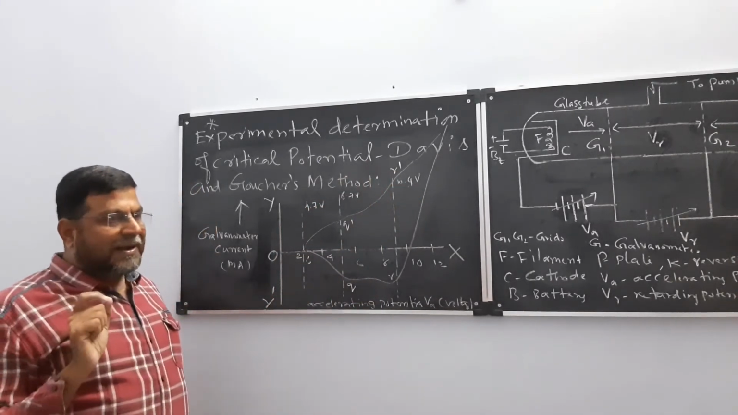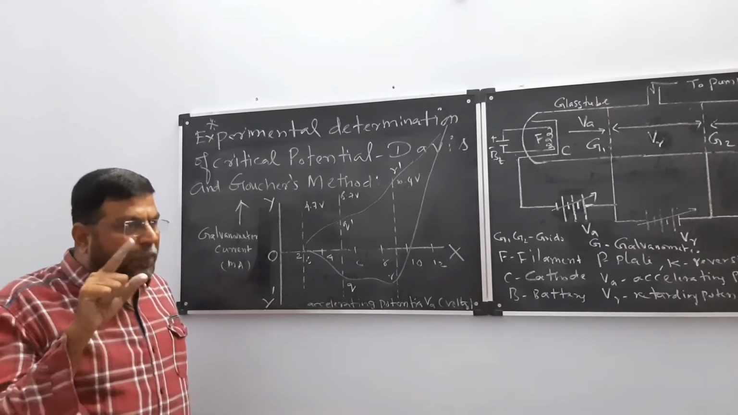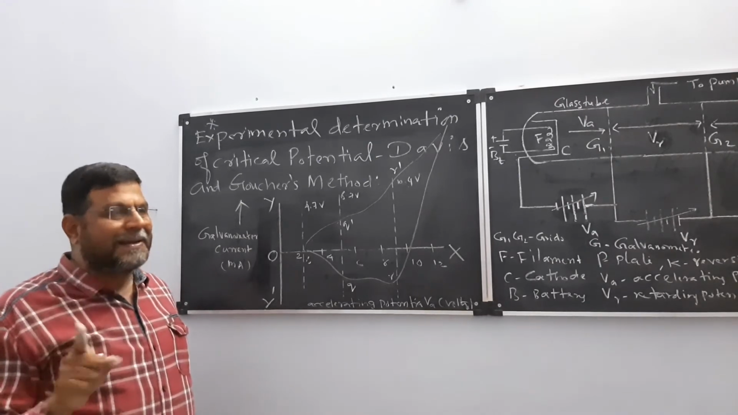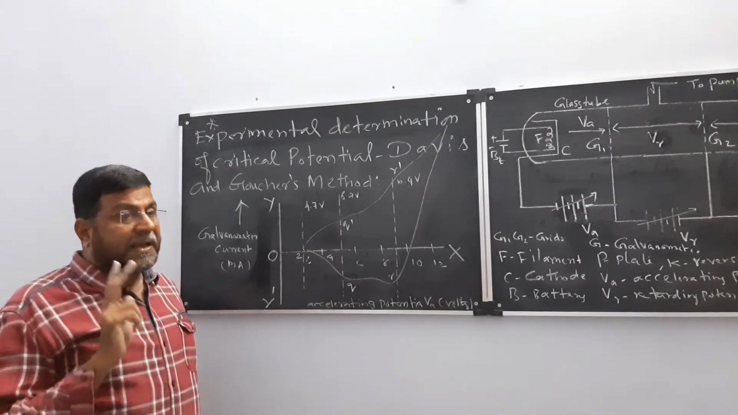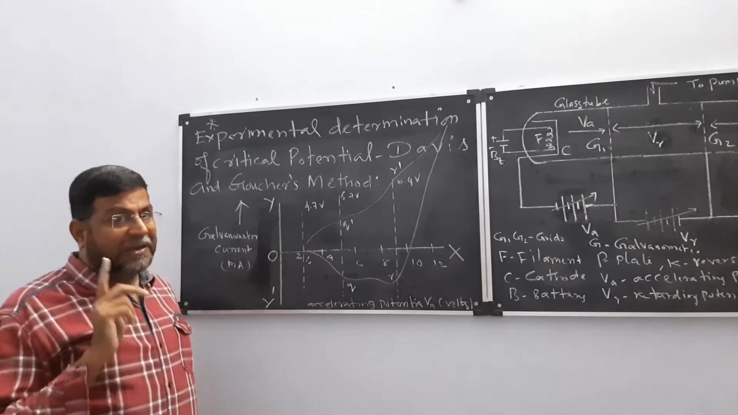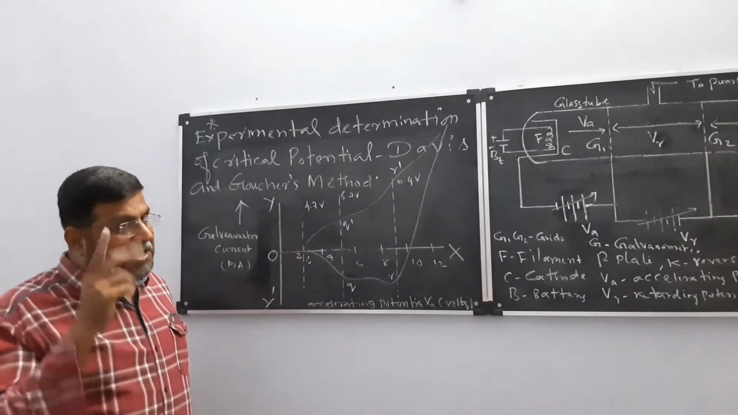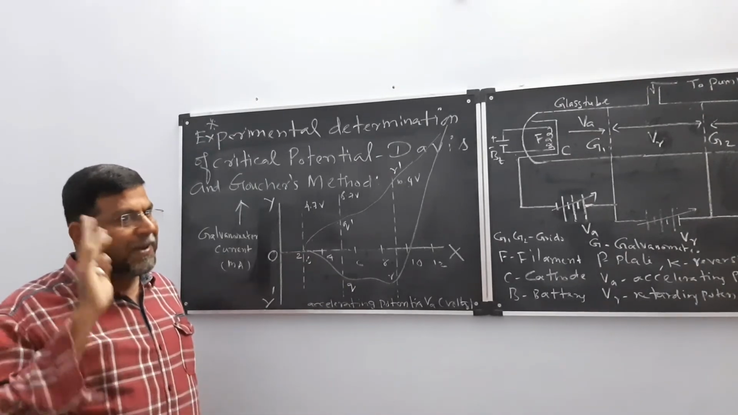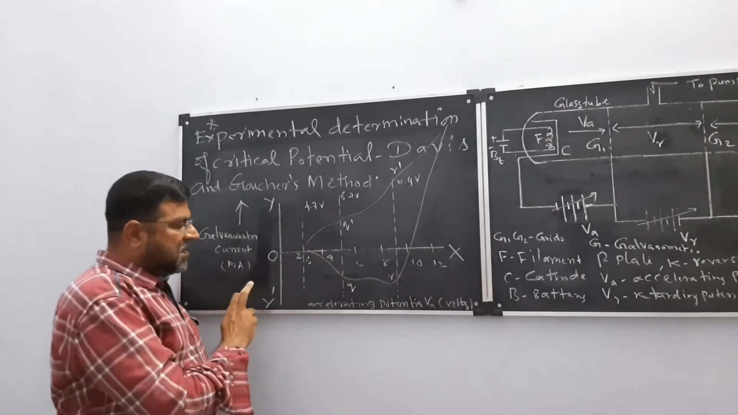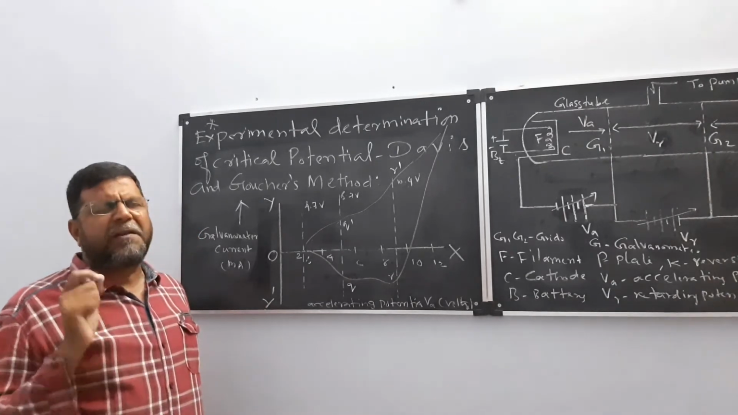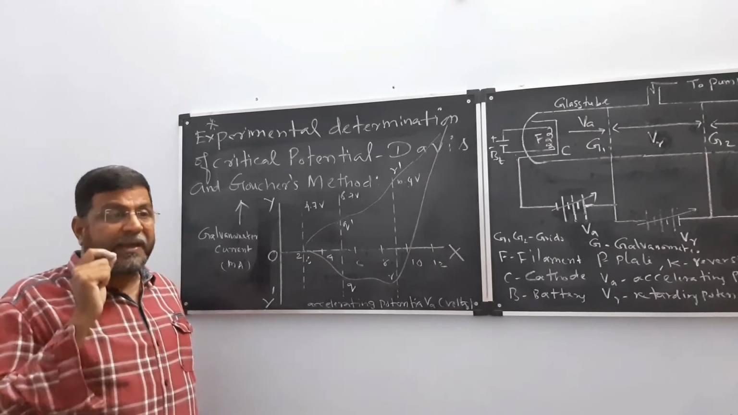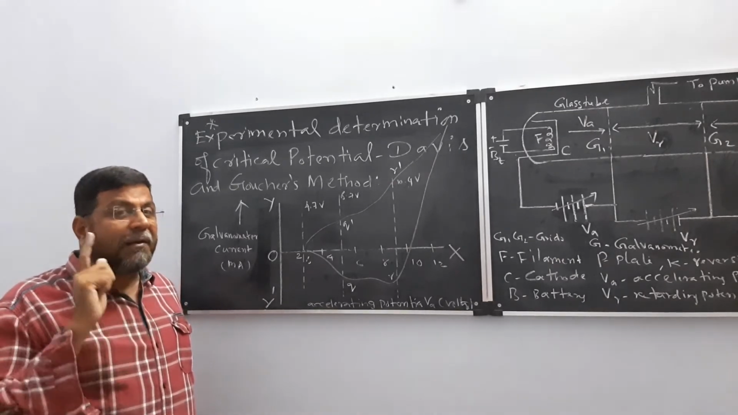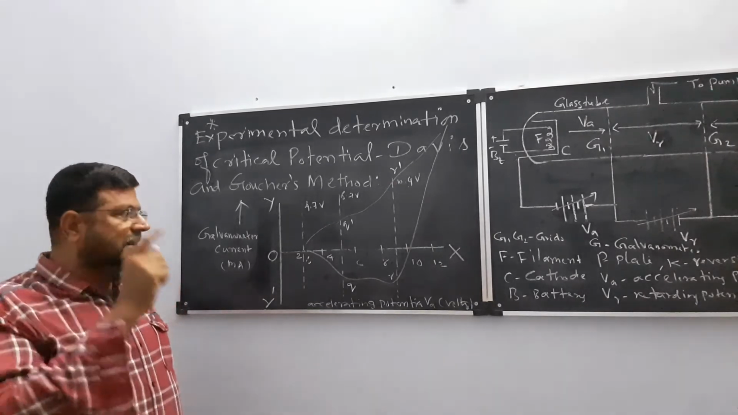In the last Franck-Hertz experiment, I marked 4.9 and 9.8. We were not able to differentiate between the excitation potential and the critical ionization potential. I told you that was a drawback of Franck-Hertz. But Davis and Goucher's is a very good experiment where you can differentiate between the excitation and ionization potentials.